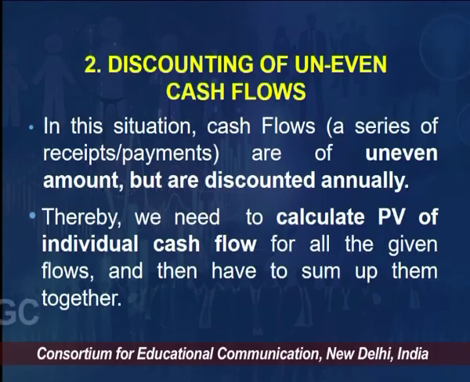So in this situation, the cash flows, the series of payments or receipts both, are of uneven amounts, but they are discounted annually. We are not discounting monthly or quarterly, we are discounting annually. Therefore, we need to calculate the present value of individual cash flows for all the given flows and then sum them up together to find out the total.